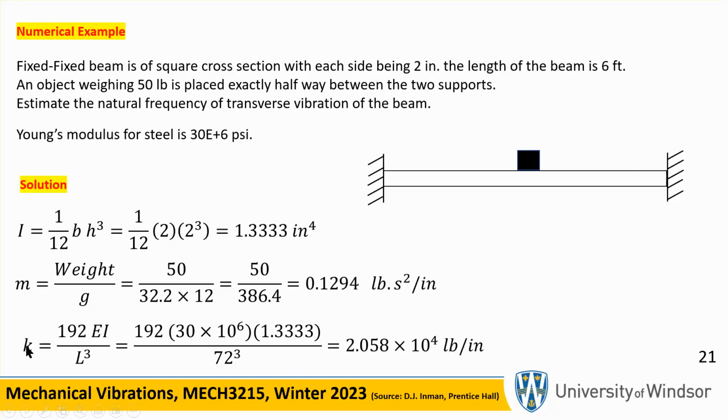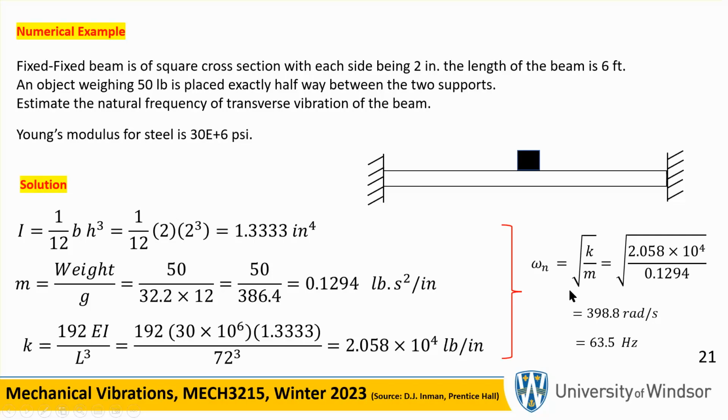So plug it into the expression for K. You have E, you're told what it is, you have I, you just calculate it, and the length of this thing is 6 feet, which is 72 inches, right? From here to here, 6 feet, which is 72 inches. Plug it in, and you're going to get the stiffness of this fancy spring. And of course, then you plug it in, K over M, and it's going to be 63.5 hertz, okay?